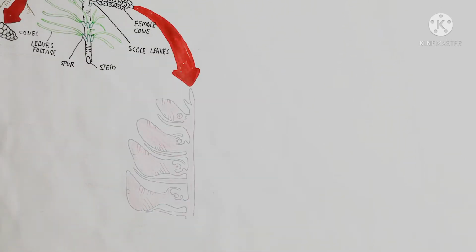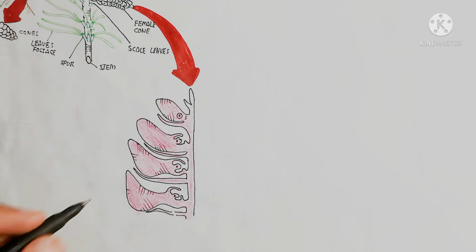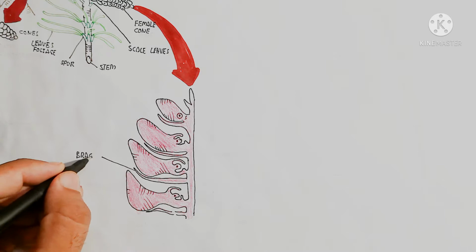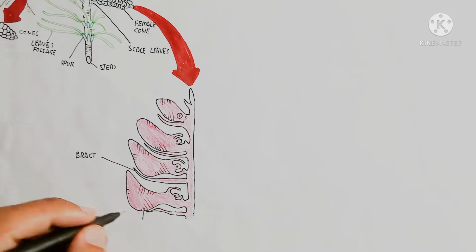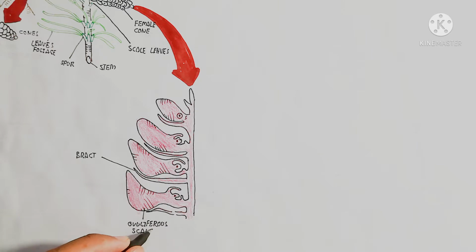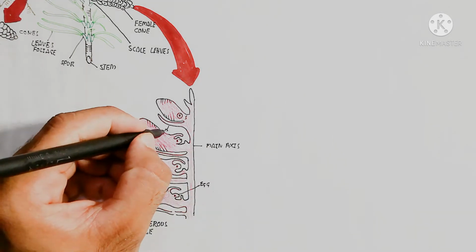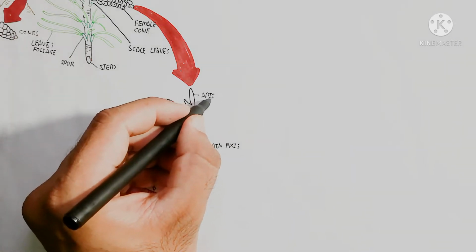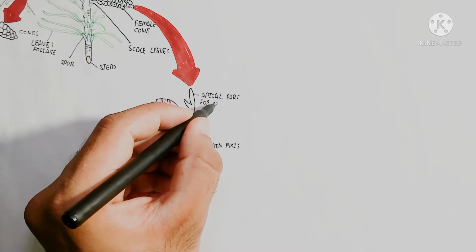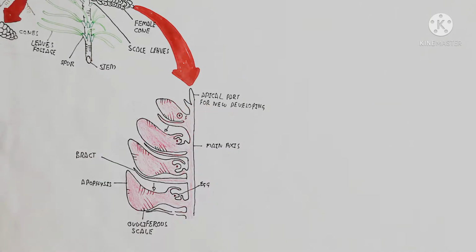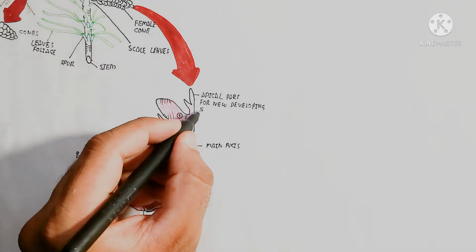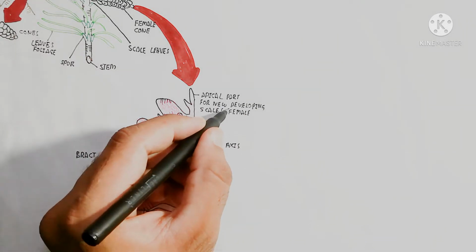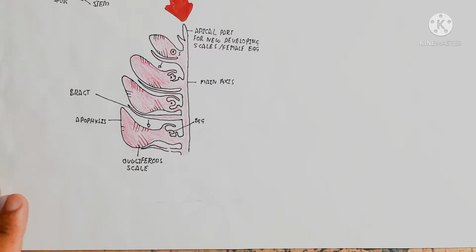Let's discuss the female cone, whose cross section is here. Here is the bract, and here is the ovuliferous scale, which is attached with the egg. You can see this in the diagram. Here is the main axis, to which the bract is attached, and the apophysis, which is basically the ovuliferous scale. Multiple eggs are present in the same cone, so it is used for fertilization.